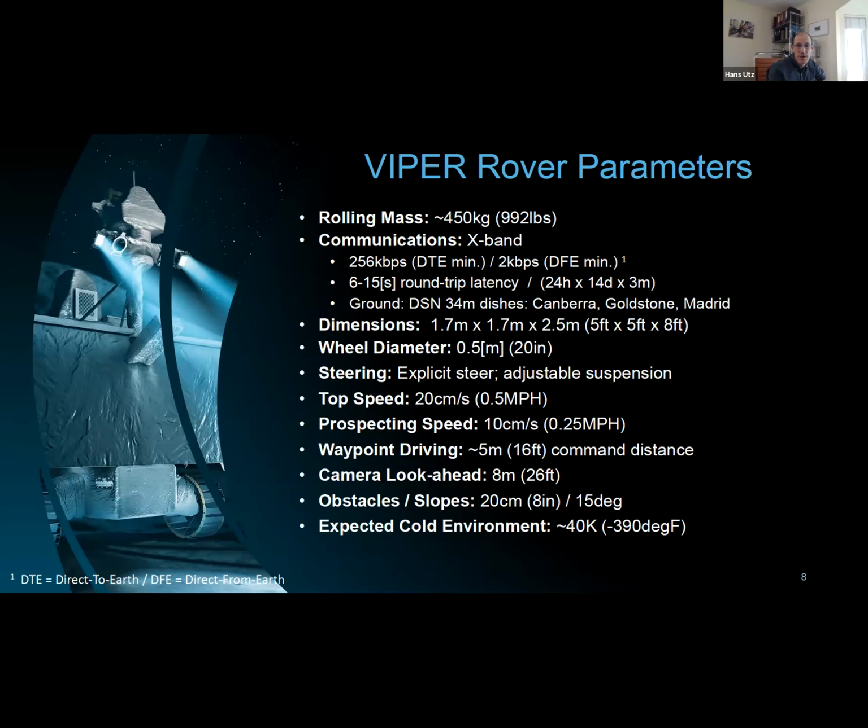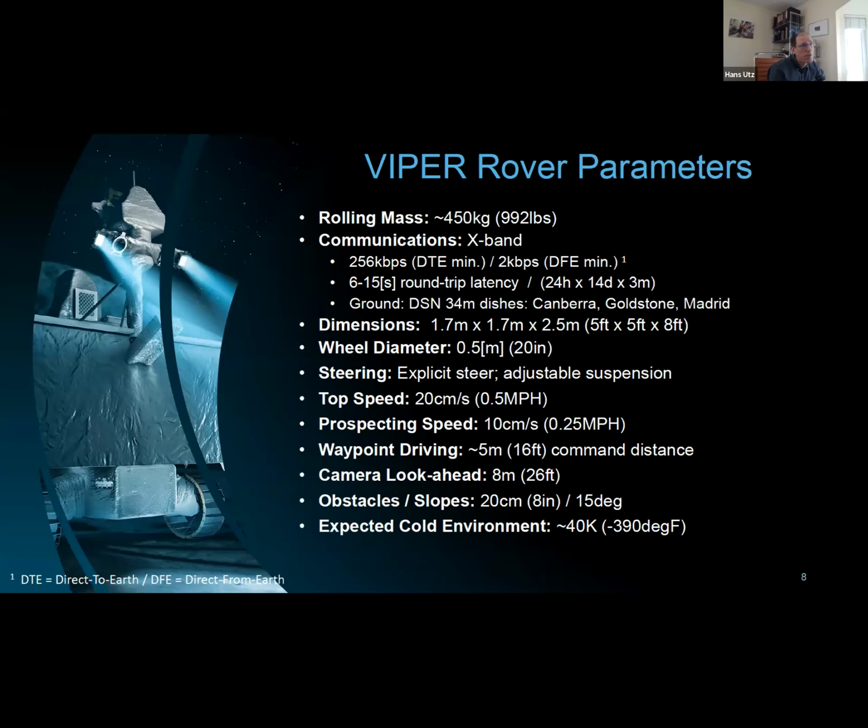That influenced the choice of the mobility system and the active suspension system to allow it to adjust the center of gravity when going up or down slopes. The top speed is about 20 centimeters per second, not too fast.